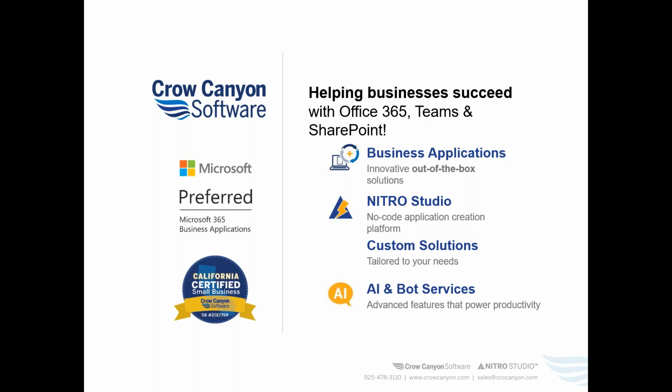building business applications, out-of-the-box solutions that run common business processes like help desk or HR, purchasing, work orders, project management, those kinds of things. You can talk to us about those if you're interested in a business application. We have our NITRO Studio, which is what we're focusing on today to some degree as an InfoPath replacement option. It's a forms and workflow tool that runs in Office 365 and SharePoint. We have custom solutions that we do based on collaboration needs inside Office 365, Teams and SharePoint.